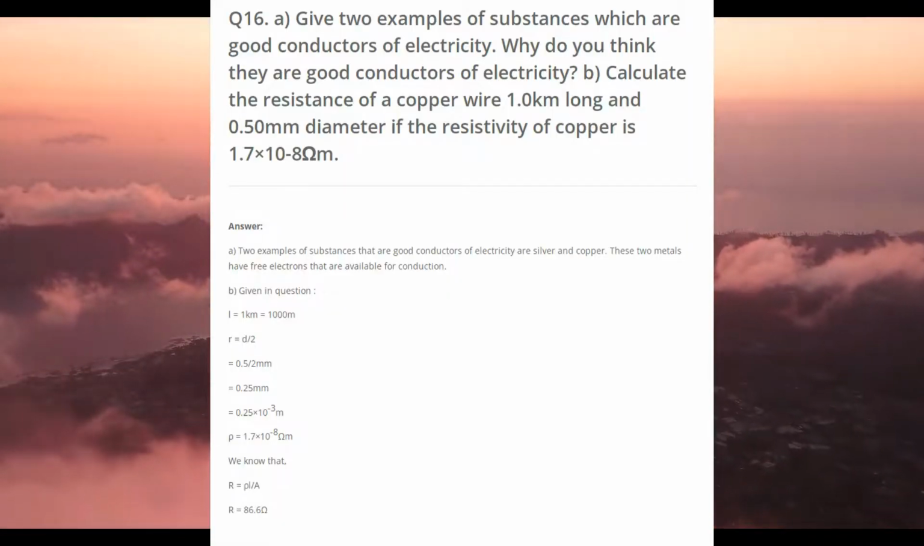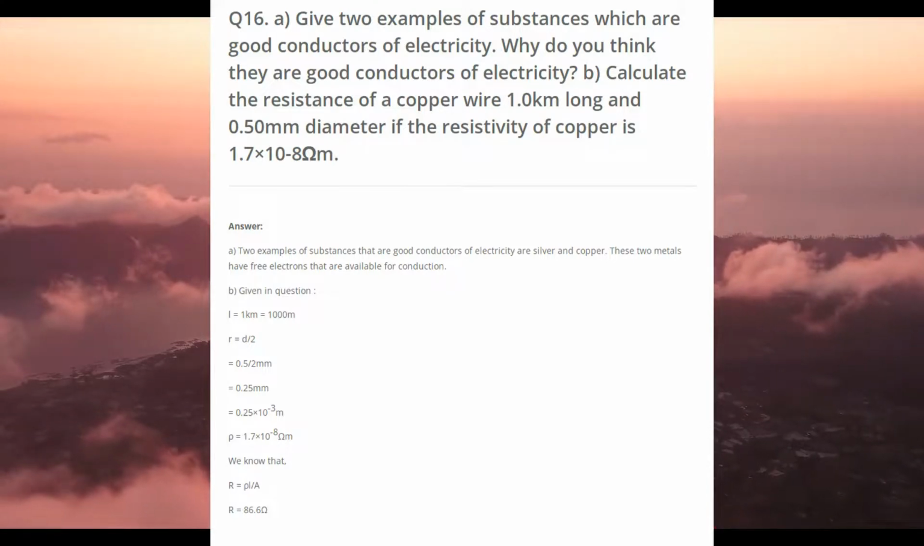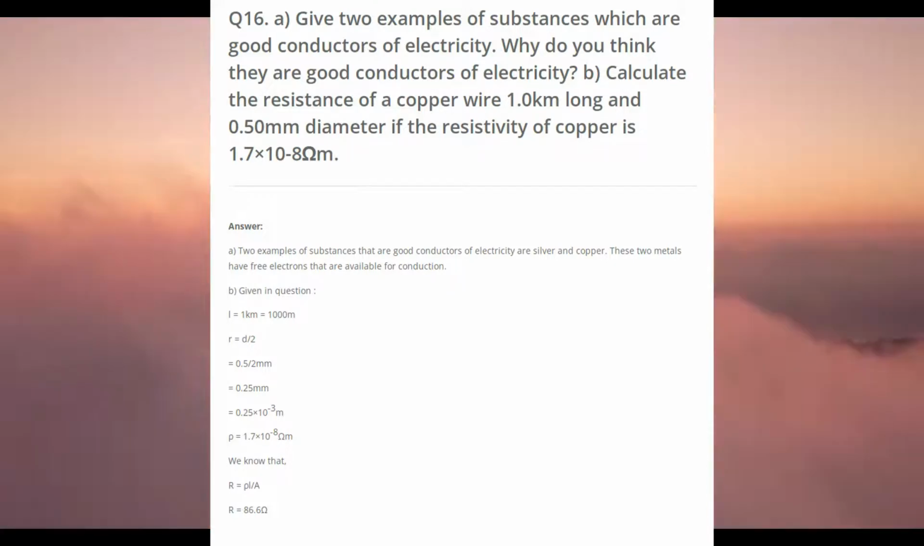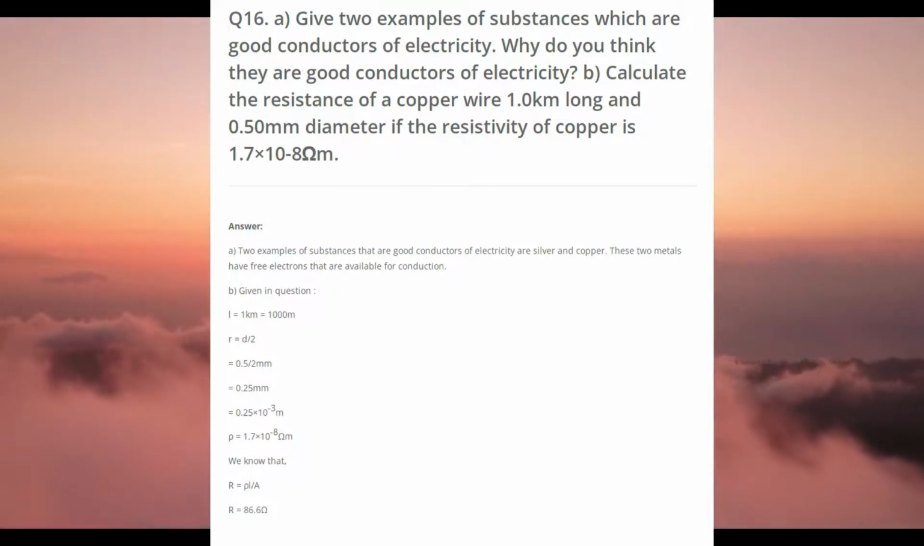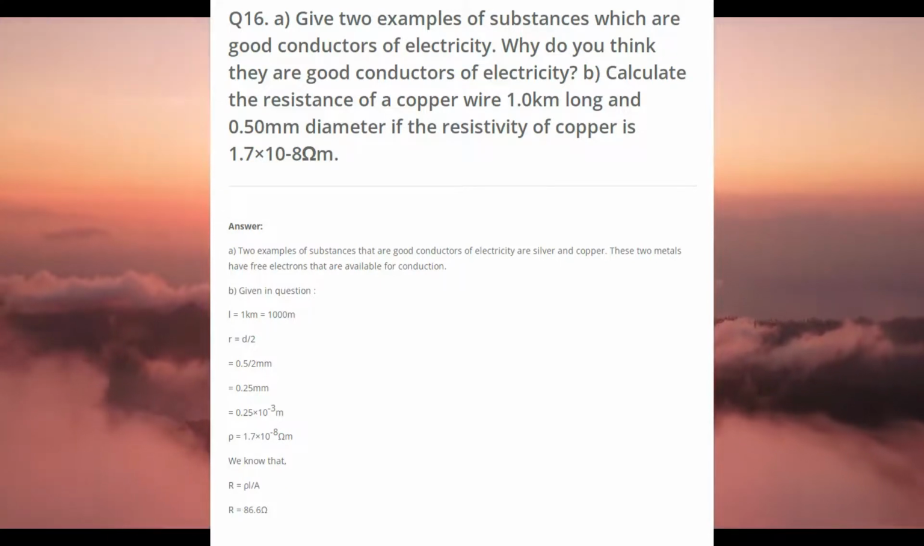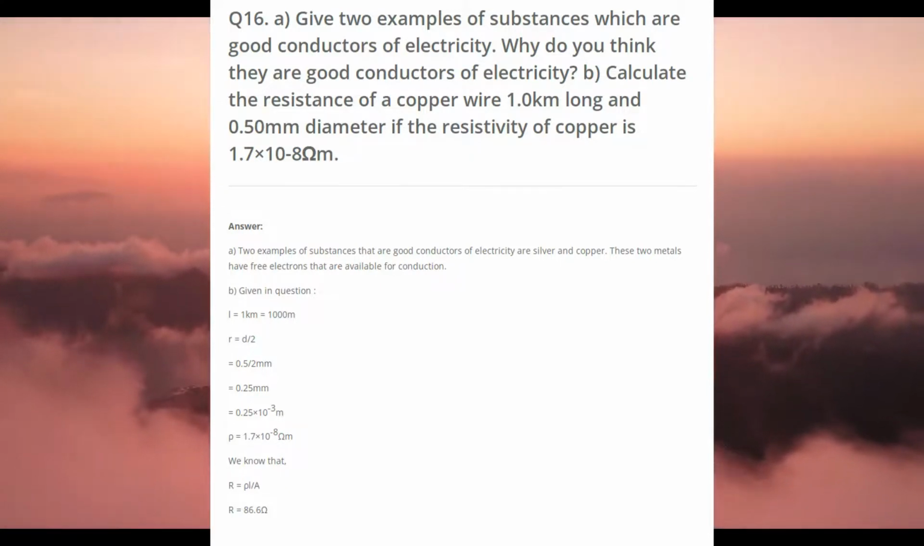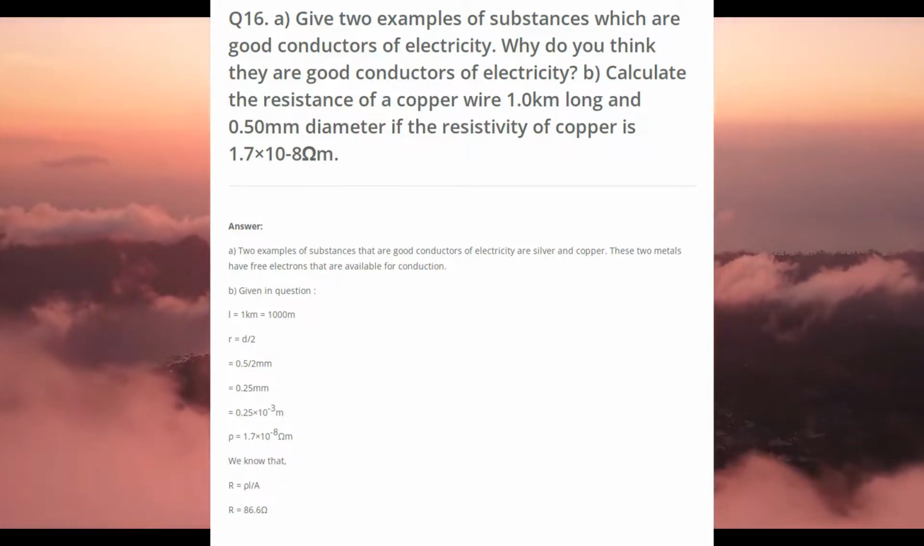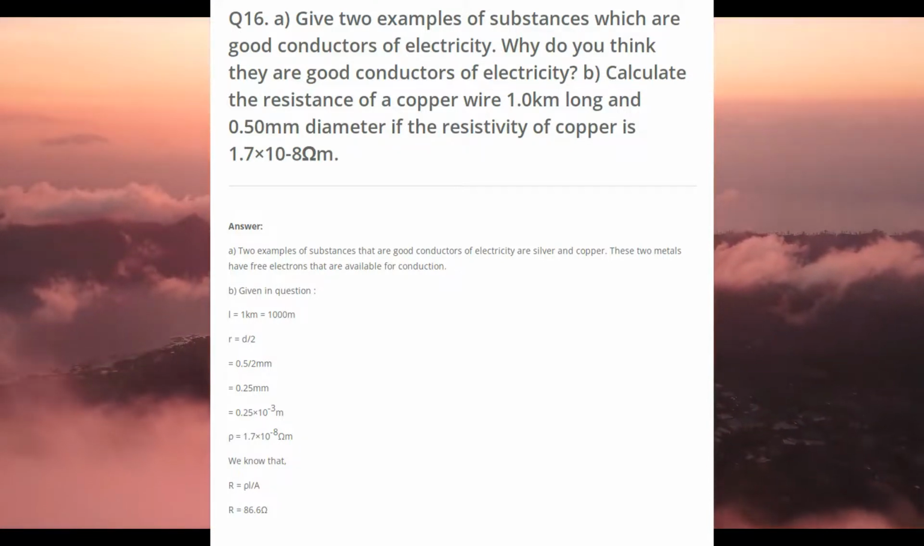Q16. A. Give 2 examples of substances which are good conductors of electricity. Why do you think they are good conductors of electricity? B. Calculate the resistance of a copper wire 1.0 kilometers long and 0.50 millimeters diameter if the resistivity of copper is 1.7 times 10 to the minus 8 ohm m.